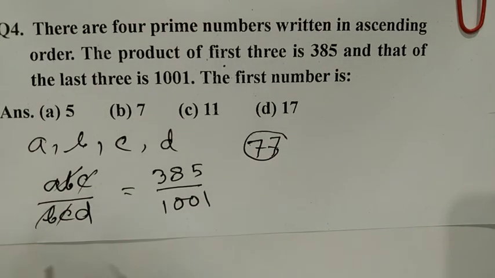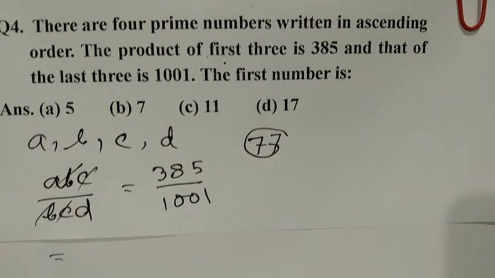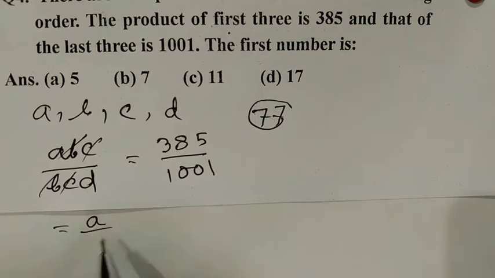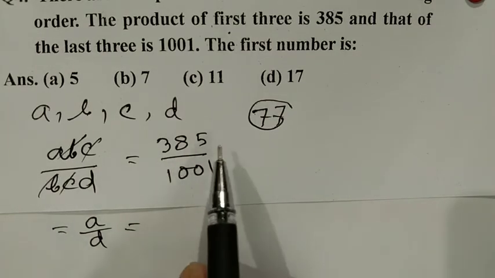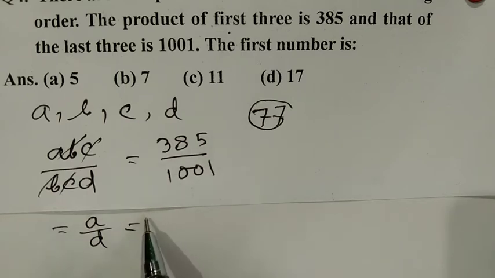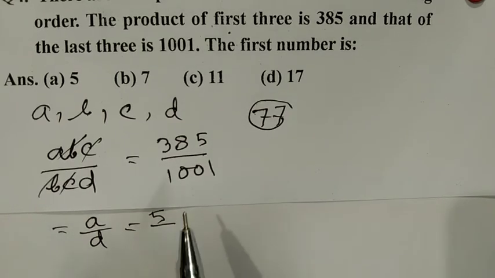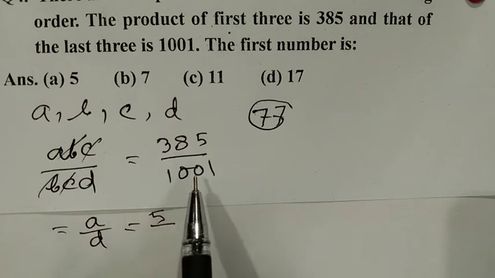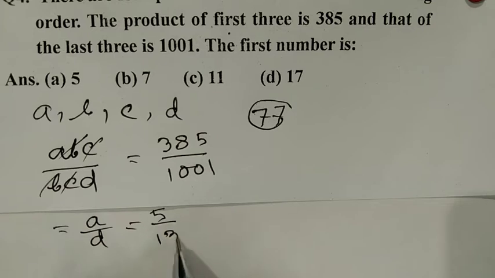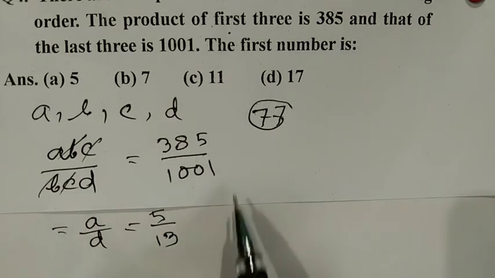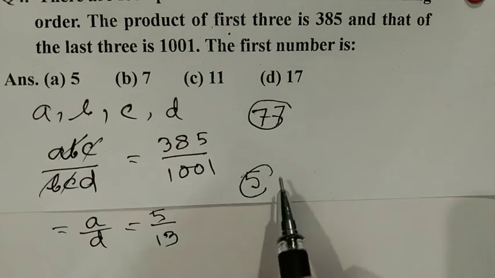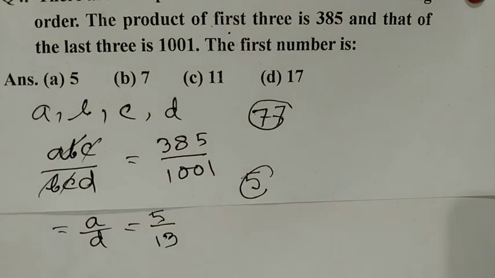B, C cancels. Then we get A by D equal to 385 by 77, which is 5, and 1001 by 77, we get 13. The question is, the first number is, answer 5. Answer A.